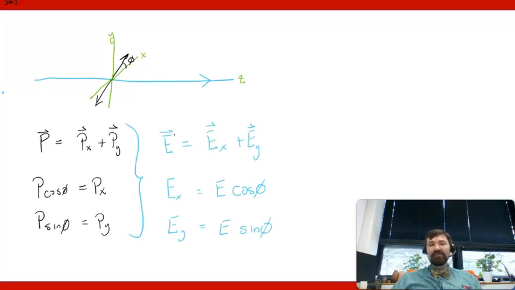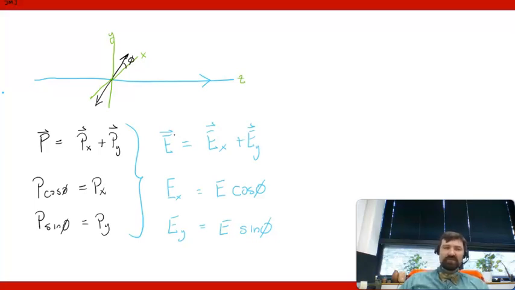So this should be kind of familiar from before when you were doing electric fields and you were trying to resolve electric field directions, let's say. You had to break things up into x and y components. Something similar is going on here. You have x and y components. Now, why does that matter?